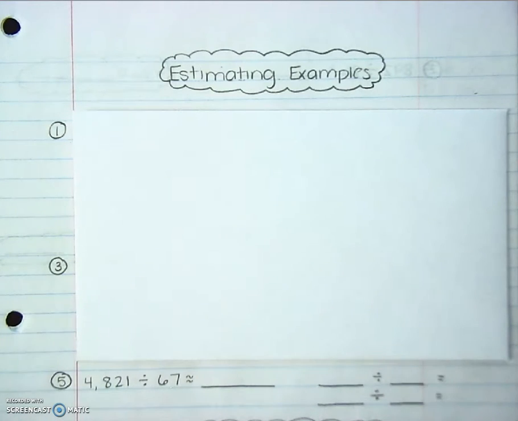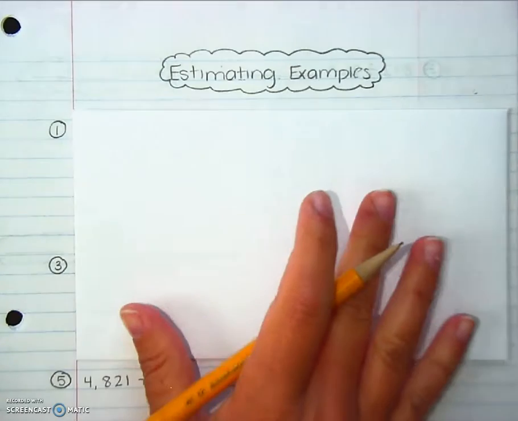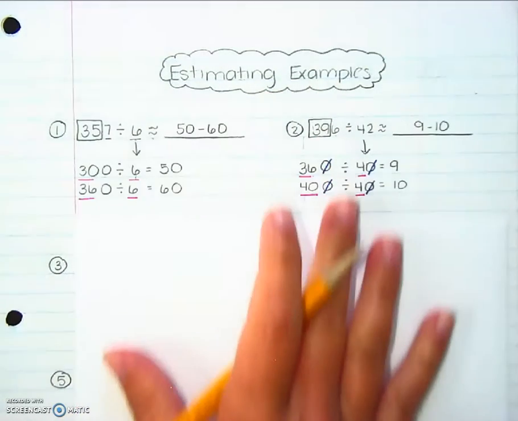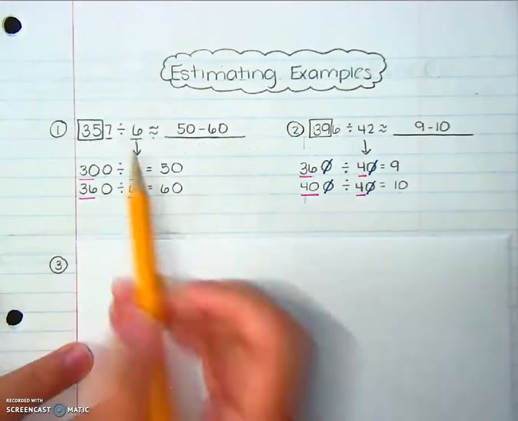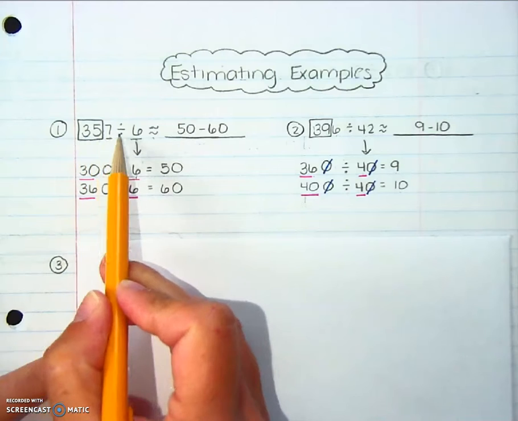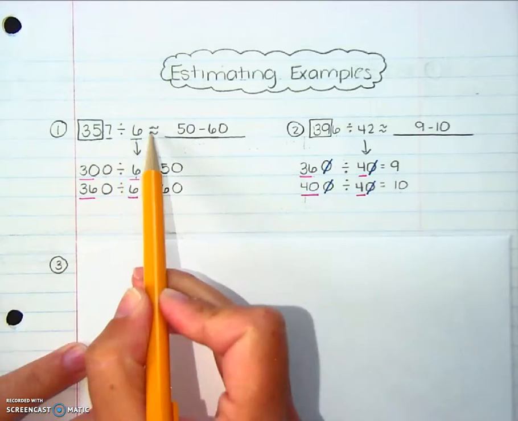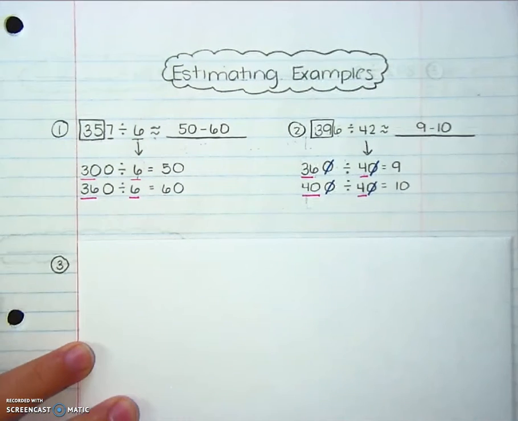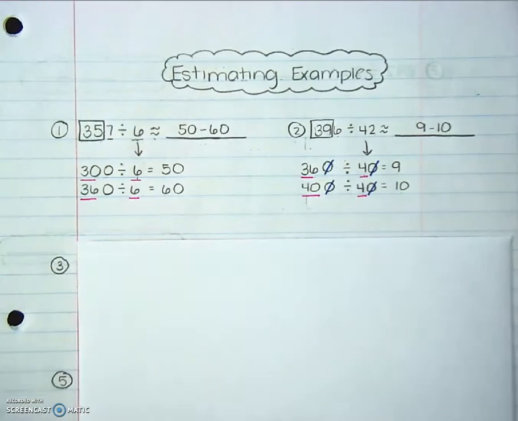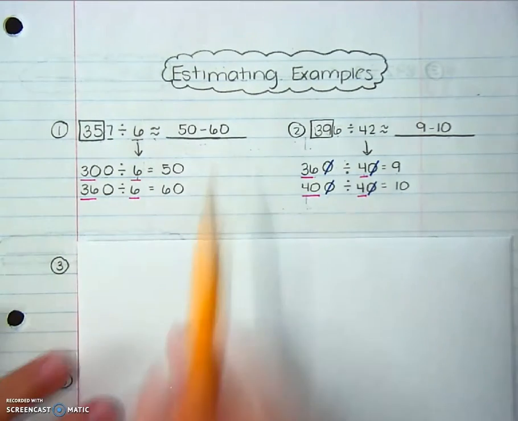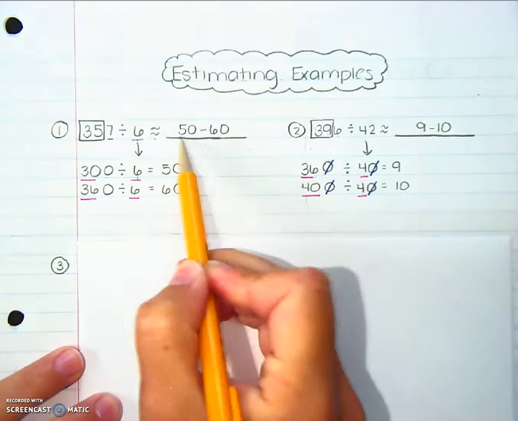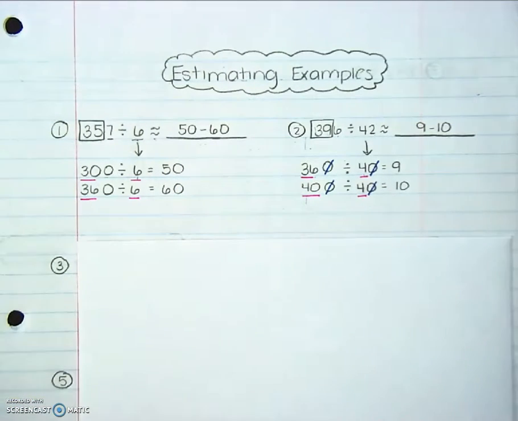So I've done some examples of what this looks like. We'll walk through them and then we'll try one together before we move on to the second type of division estimation question you'll see. So first, you might see questions that look like this. The first question reads 357 divided by 6, and that squiggly equal sign means is about. So that tells me I'm looking for what my answer is going to be close to, but not the exact number. And you can see I figured out that my answer is going to be in between 50 and 60.